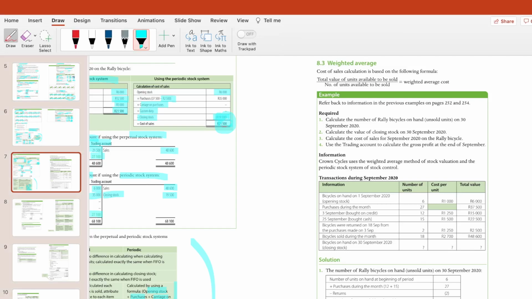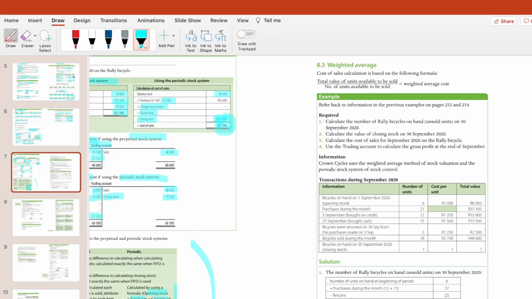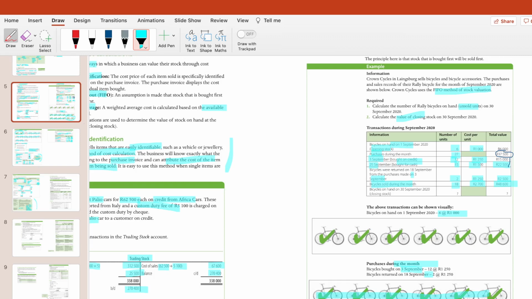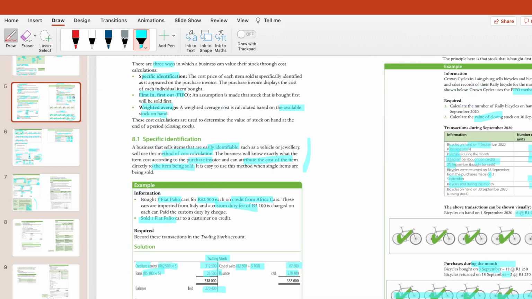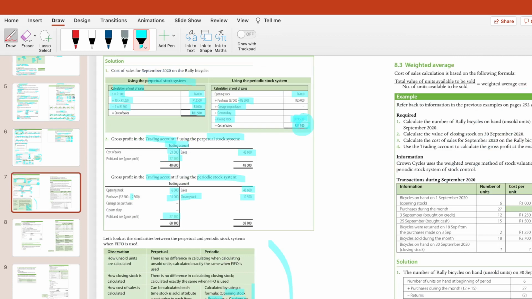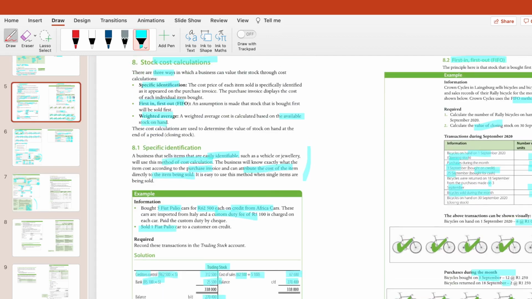Okay, we are returning for the third part of our lesson, and we are doing the weighted average. This is the third method. Let's just quickly go back to the weighted average. The weighted average cost is calculated based on the available stock on hand. Now we're going to do an example on that. We did the first in, first out method, and we also did the specific identification one. And now we are doing the last one.